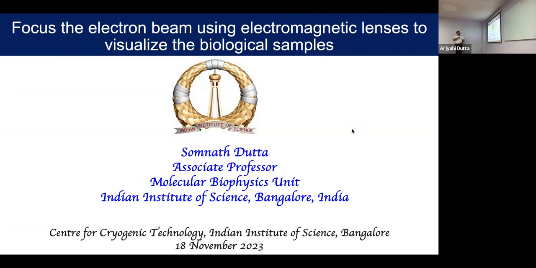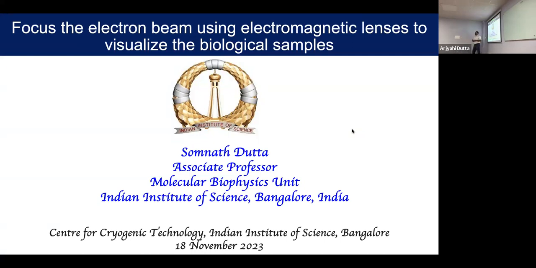Focus the electron beam using electromagnetic lenses to visualize biological samples. From here you can see there are two terms: electron beam as well as electromagnetic lenses. If we combine these two, anyone can imagine that we are talking about the electron microscope, because we have an electron source and electromagnetic lenses, and we are trying to visualize the biological sample.